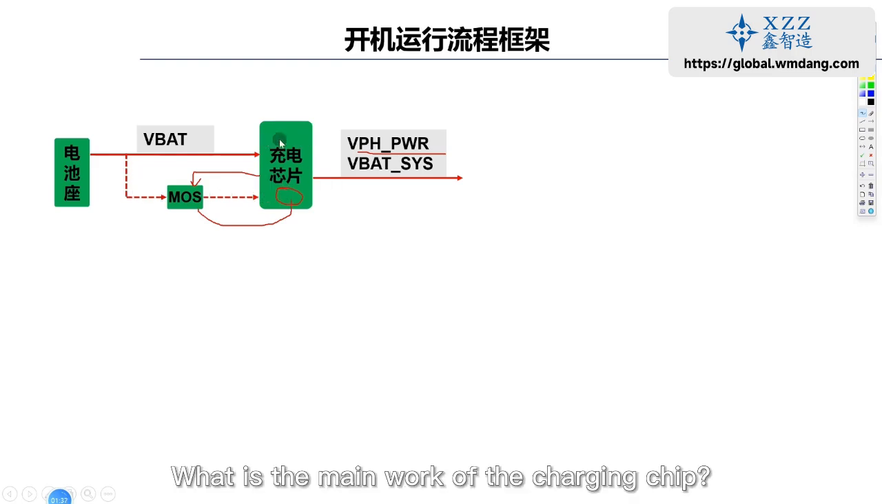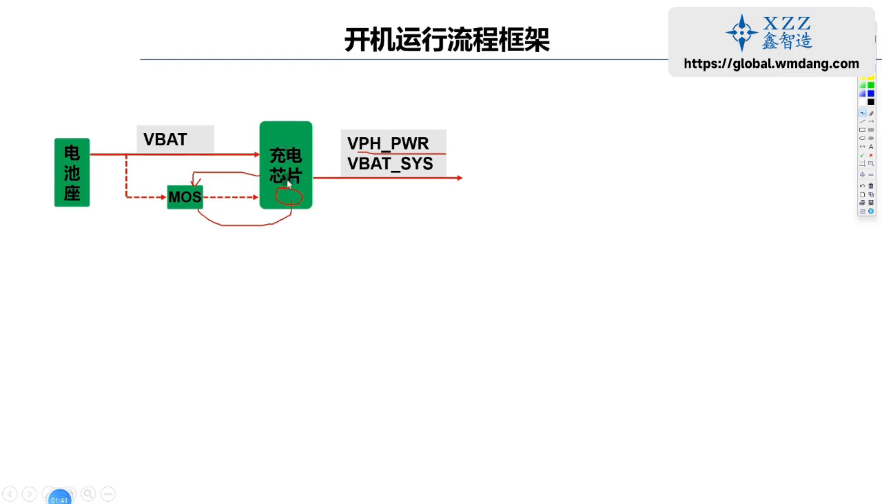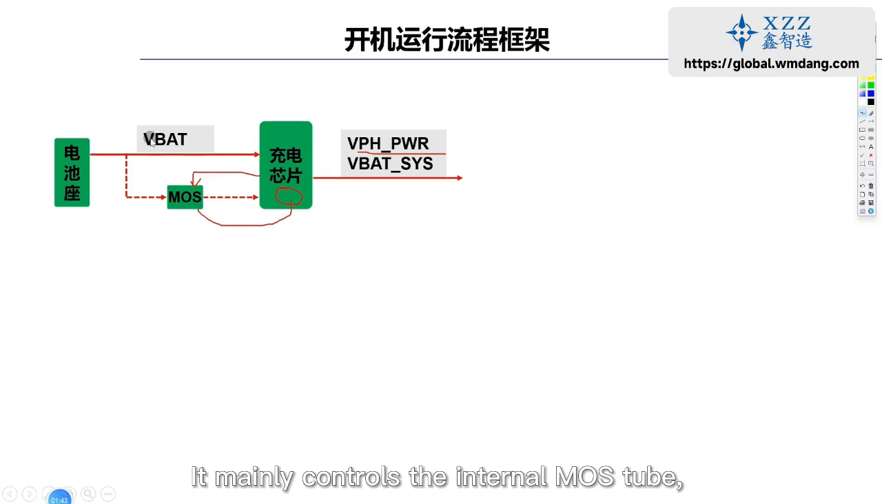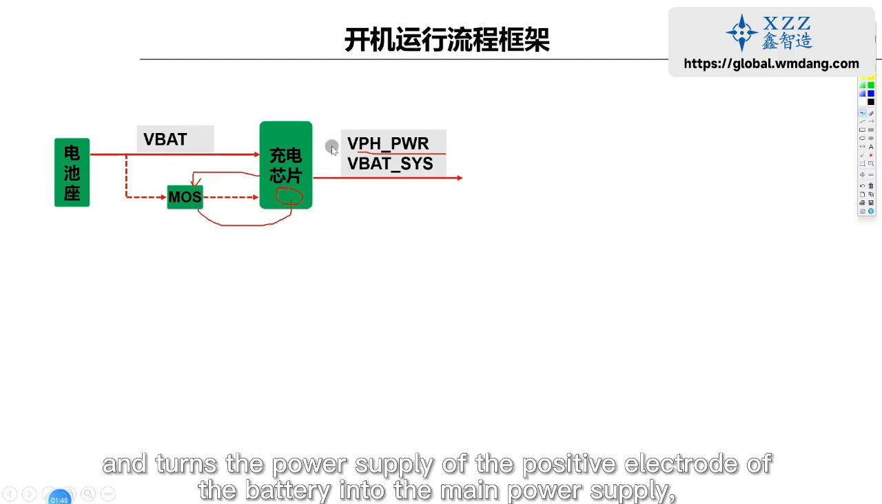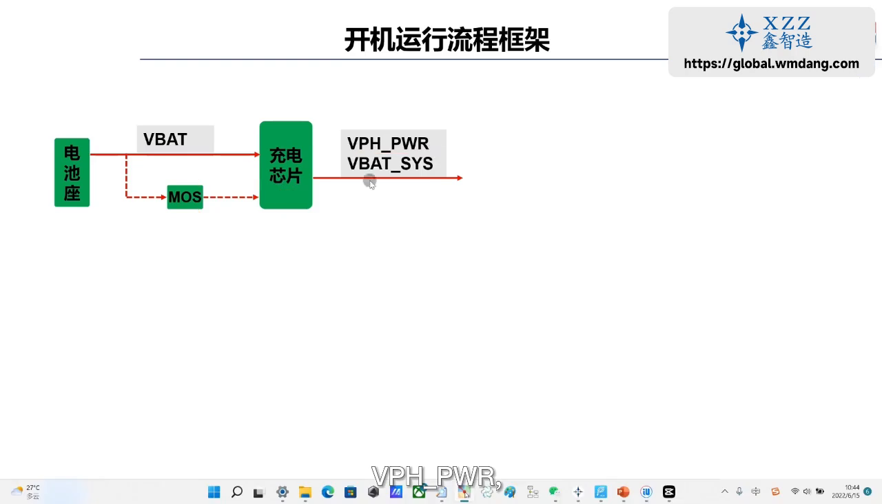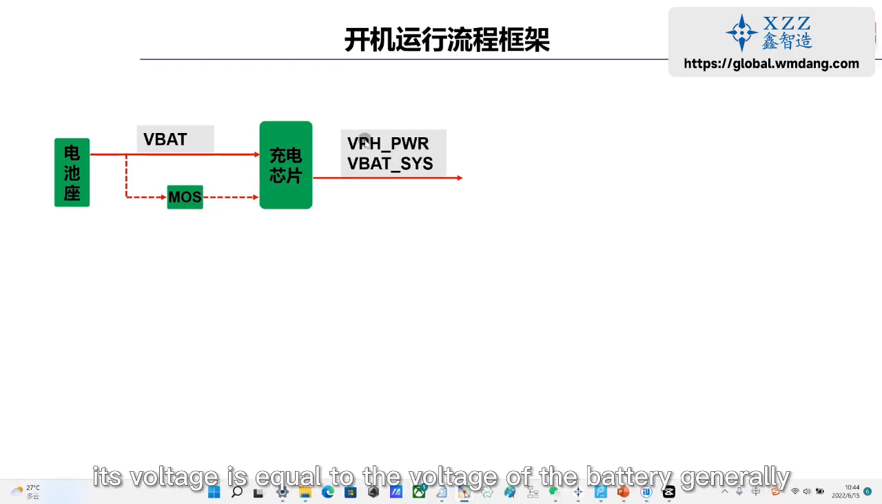What is the main work of the charging chip? It mainly controls the internal MOS tube and turns the power supply of the positive electrode of the battery into the main power supply, VPH_PWR. Its voltage is generally equal to the voltage of the battery.